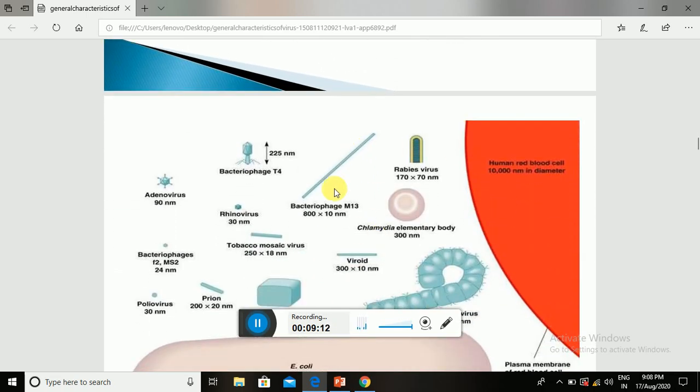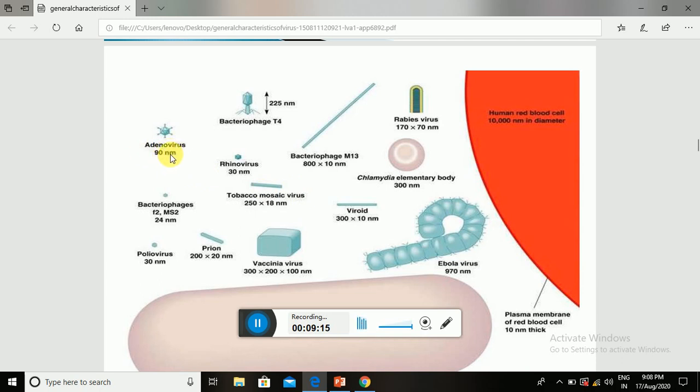So these are the different viruses and their sizes. Adenovirus is 90 nanometers. Bacteriophage T4 phage is 225 nanometers. Rhinovirus is 30 nanometers. Bacteriophage M13 is 800 by 10 nanometers, an average size of 800 nanometers. The rabies virus is 170 nanometers. Chlamydia elementary body is 300 nanometers. Viroids are single-stranded RNA; a viroid is not a complete virus but an incomplete or primitive one, and is 300 nanometers. TMV is 250 nanometers.